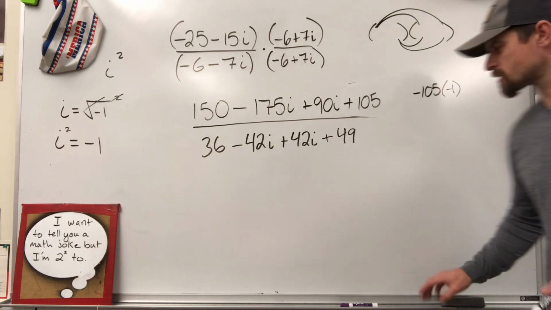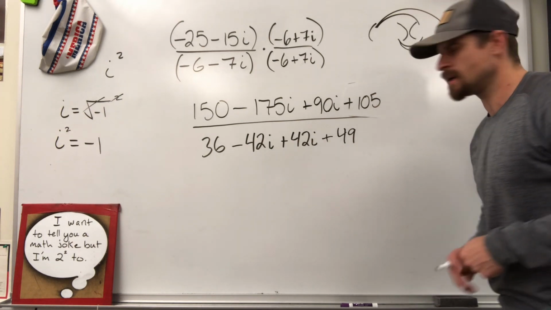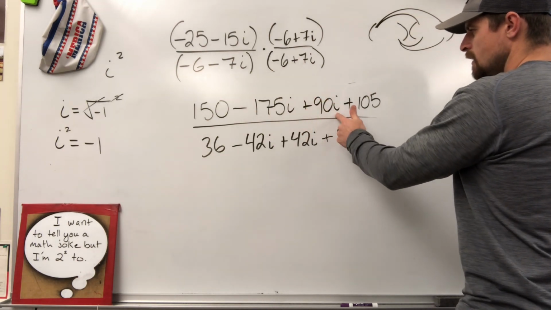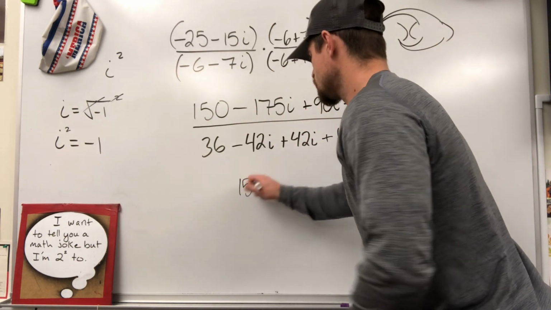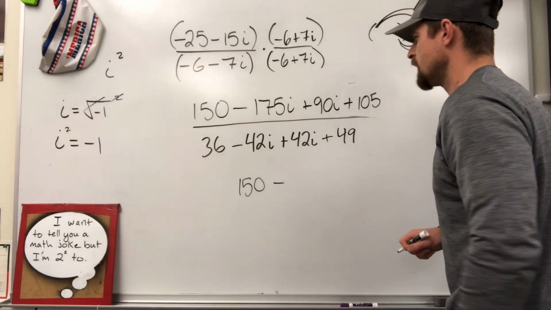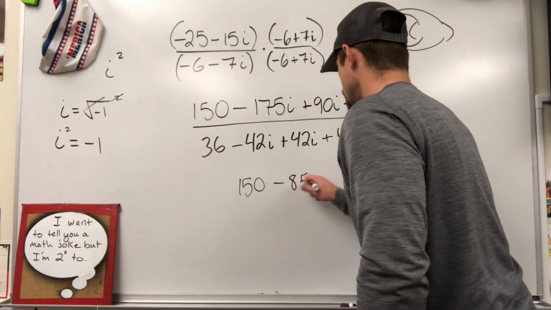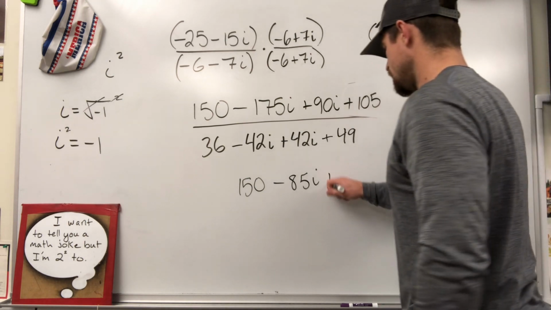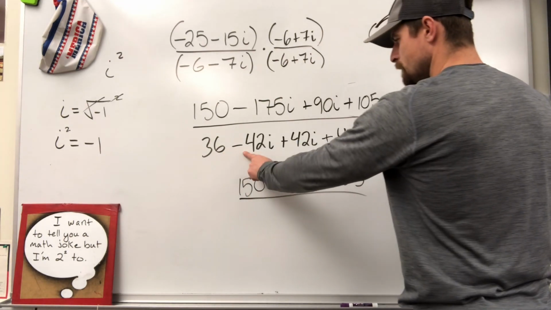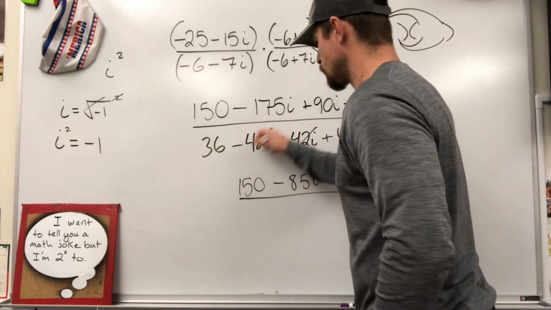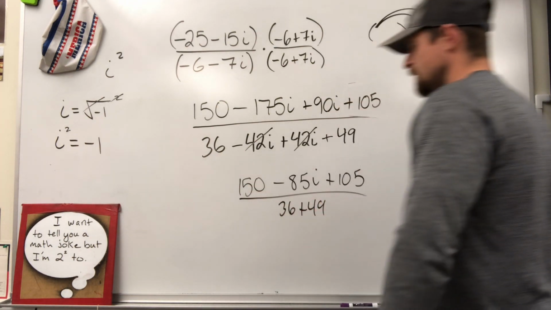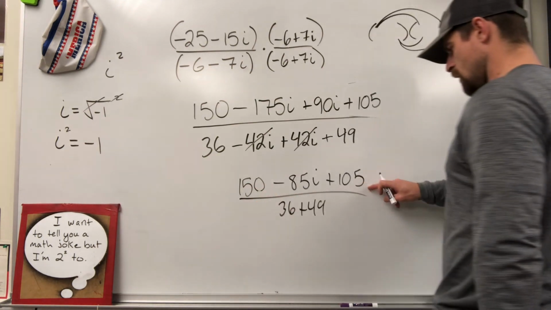Hey, things are starting to clean up for us a little bit. We're almost done with this. Thank you for sticking along with me. All right, I got like terms up here on top, negative 175i plus 90i. Well, that would give me negative 85i, and 105 on the end. We'll be able to combine those like terms in just a second. 36 minus 42i plus 42i, those cancel one another. And then you got 36 plus 49. All right, let's combine 150 and 105.